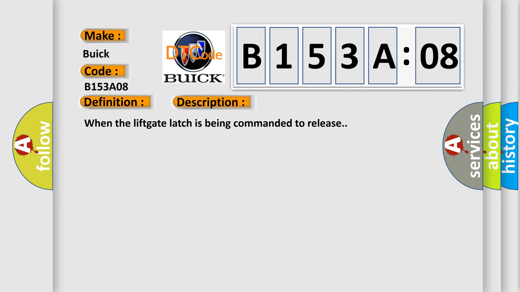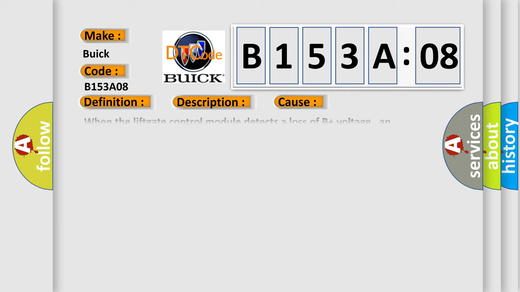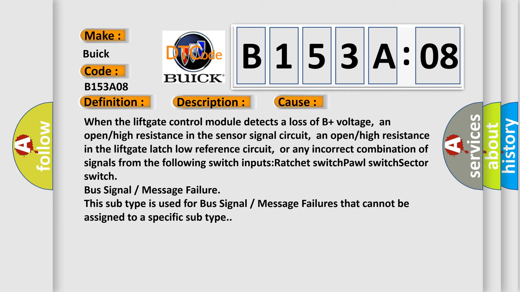When the liftgate latch is being commanded to release, this diagnostic error occurs most often in these cases: when the liftgate control module detects a loss of B+ voltage, an open or high resistance in the sensor signal circuit, an open or high resistance in the liftgate latch low reference circuit, or any incorrect combination of signals from the following: switch inputs, ratchet, switch pawl, switch sector, switch bus signal or message failure. This subtype is used for bus signal or message failures that cannot be assigned to a specific subtype.